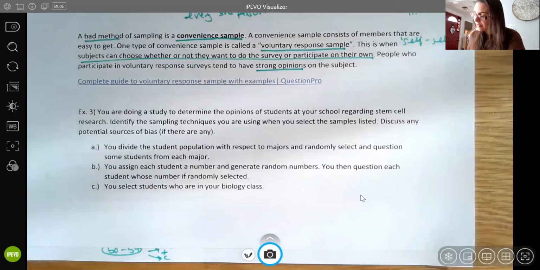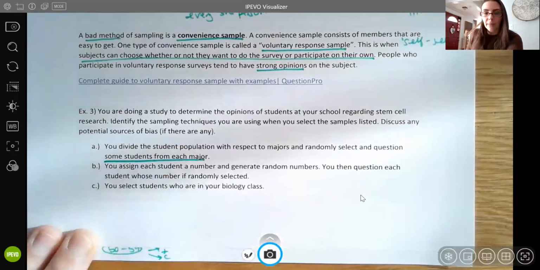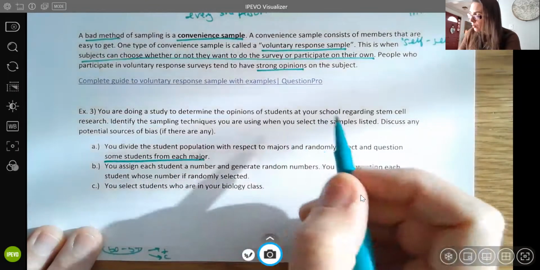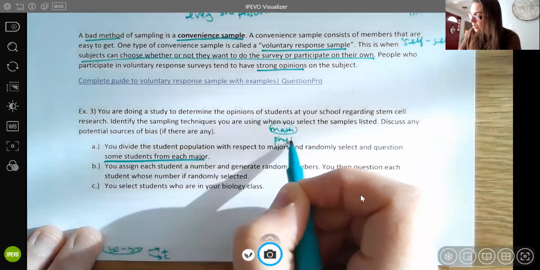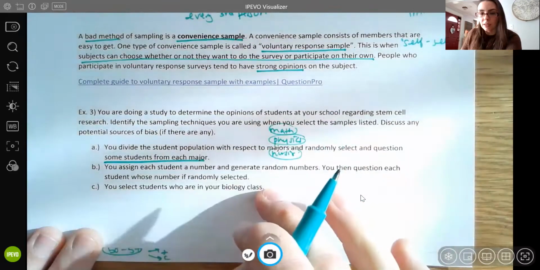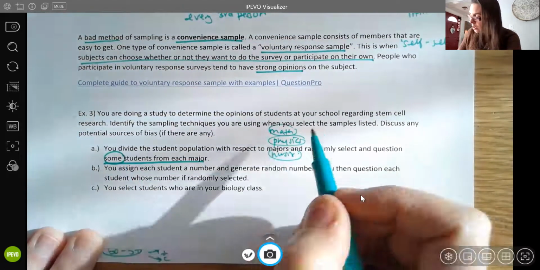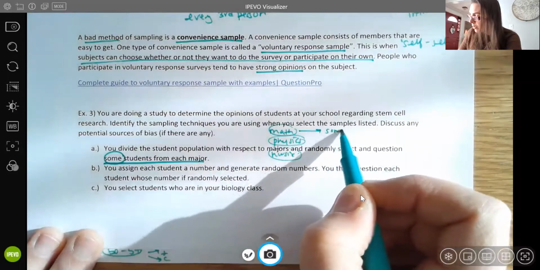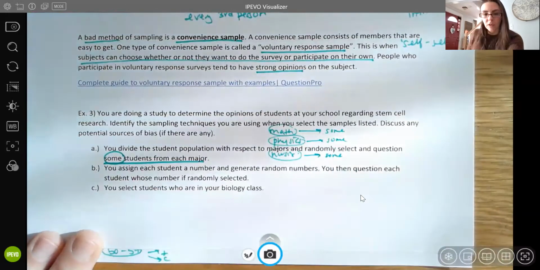So first example, you divide the student population with respect to majors and randomly select some students from each major, okay? So you're grouping all your majors first, okay? So maybe you have your math major, your physics major, your nursing major, etc., right? So you're grouping them first, and then you're selecting some students from each major. So from math, you're going to take some. From physics, you're going to take some. From nursing, you're going to take some, etc. So you're not choosing everybody in the group, you're just choosing some.